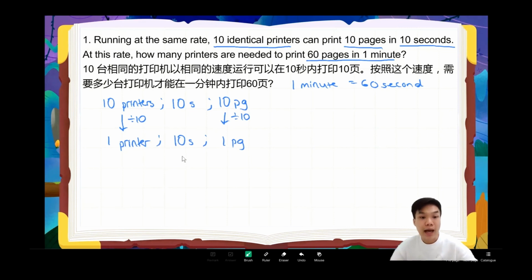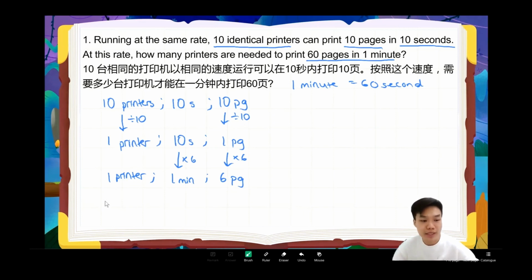How about in a minute? How many pages does it print? The number of printers still remains the same, but this time we are going to make it into 1 minute. 1 minute, we need to times how many? We need to times 6, because 1 minute equals to 60 seconds. So we need to times 6 as well as the number of pages. We also times 6. Therefore, 1 printer in a minute can print 6 pages.